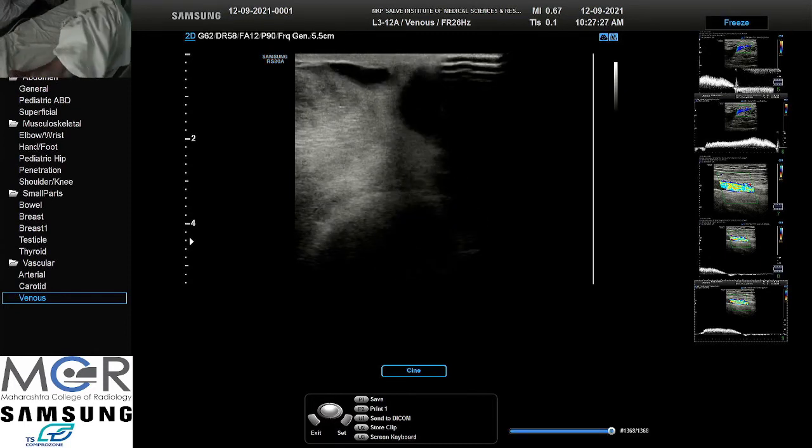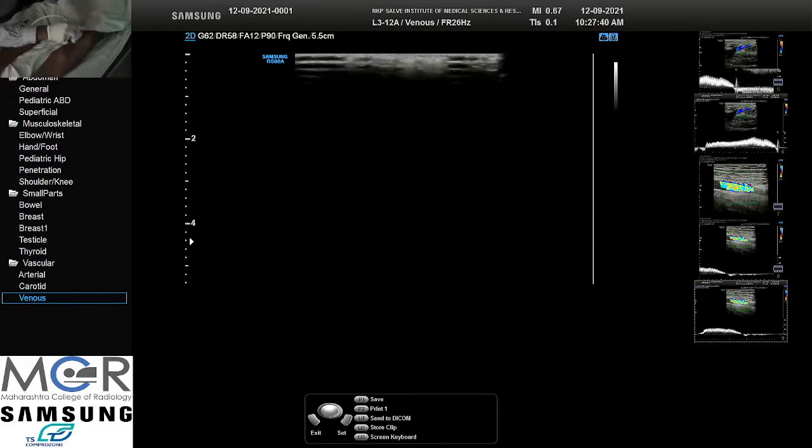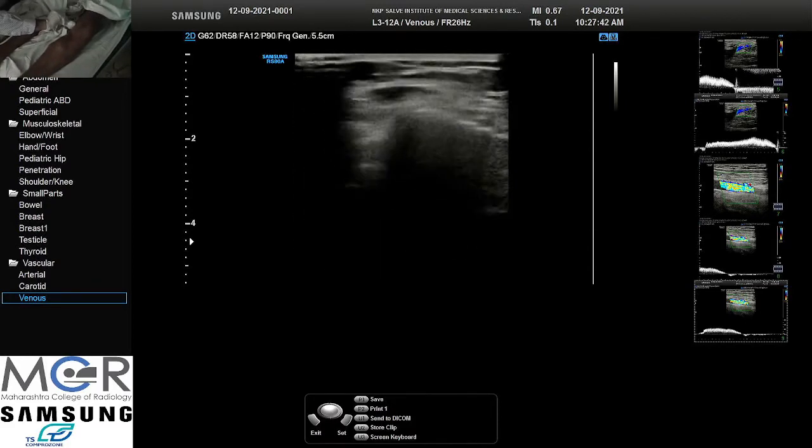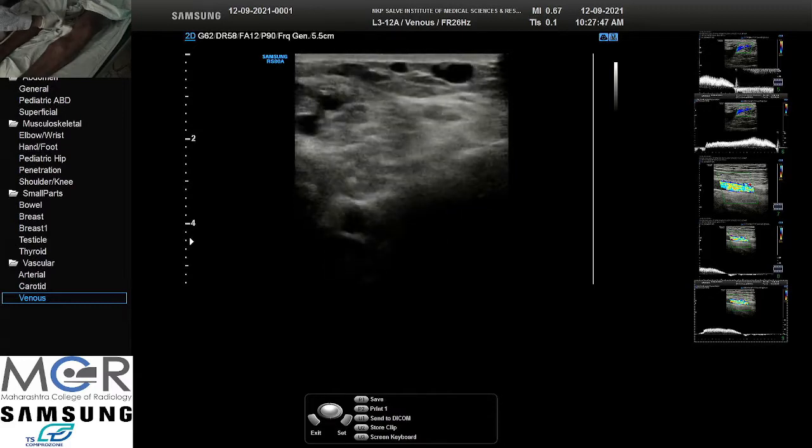I want to see the medial side of left leg, so I ask him to turn to supine position and then follow the GSV. If the GSV is dilated, you can follow it.